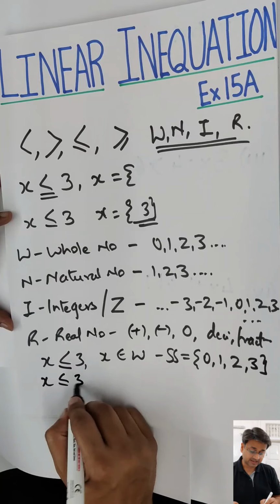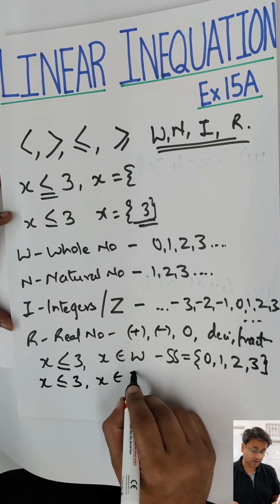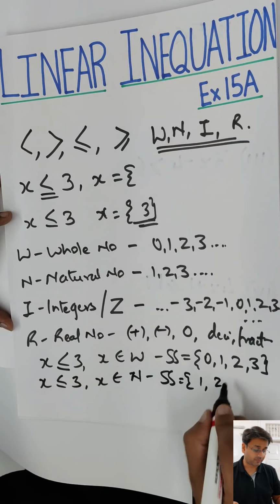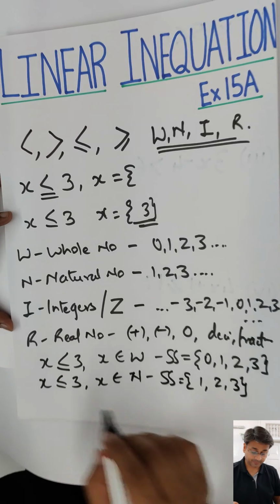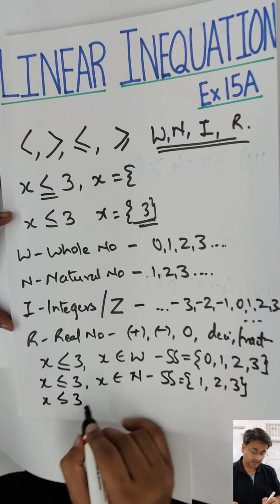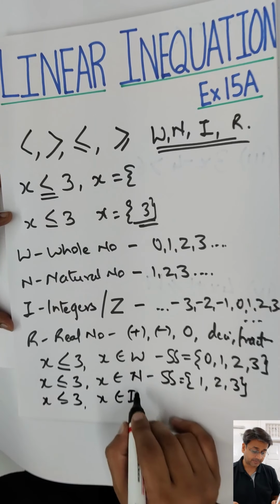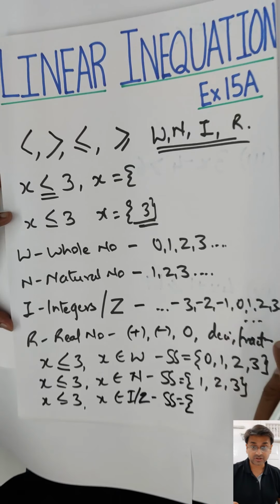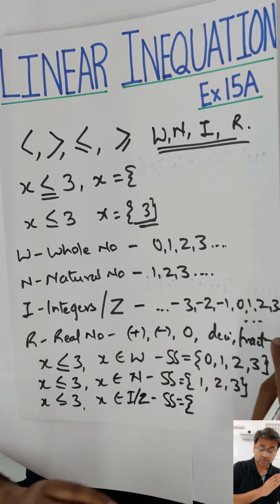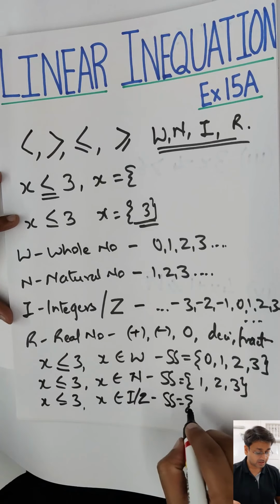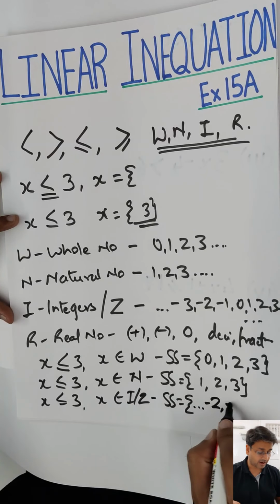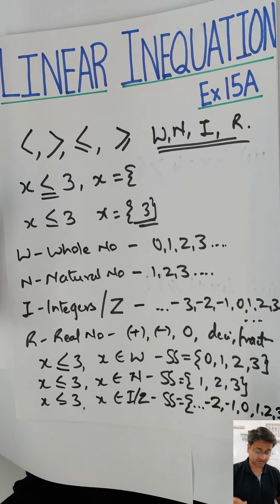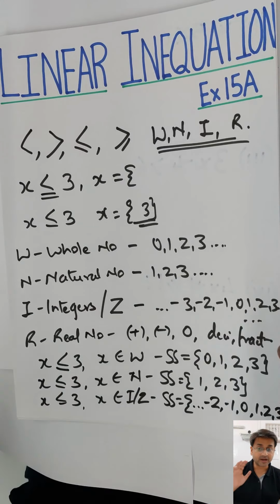Same situation, X less than equal to 3 and belongs to N. If it is natural numbers, I will start from 1 and go only till 3. Likewise, if it belongs to I or Z, both are one and the same, then my solution set will change, because now all the negative numbers also will come since they are less than 3. So it will be dot dot dot minus 2, minus 1, 0, 1, 2 and till 3, because 3 is inclusive. Are you getting this, everybody?